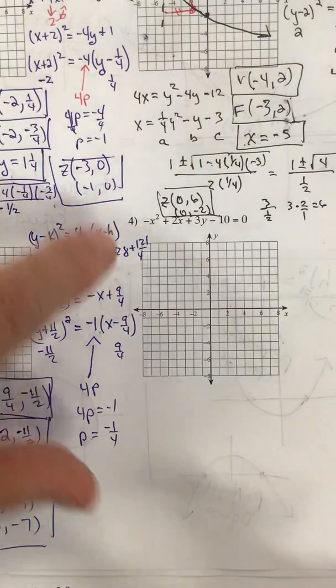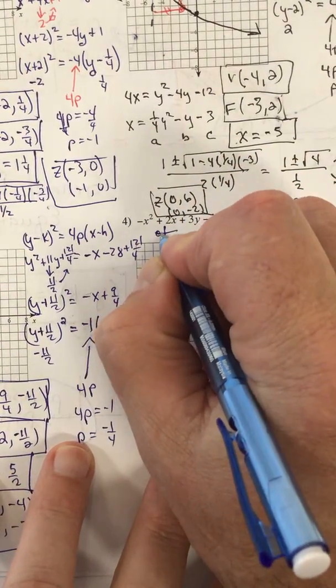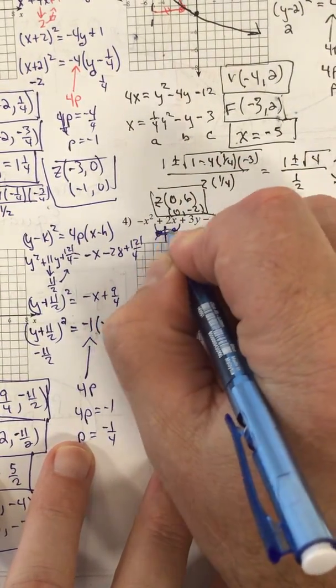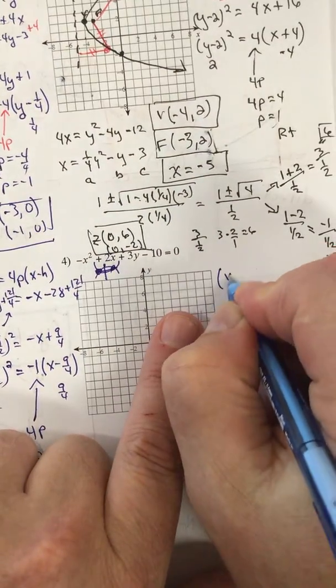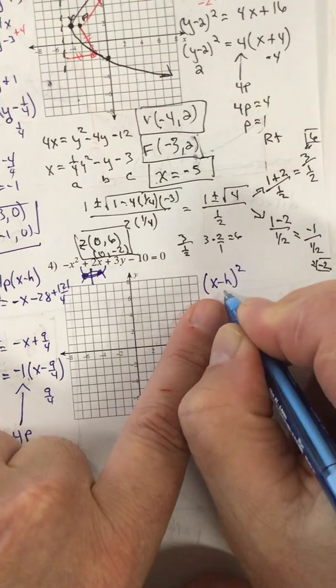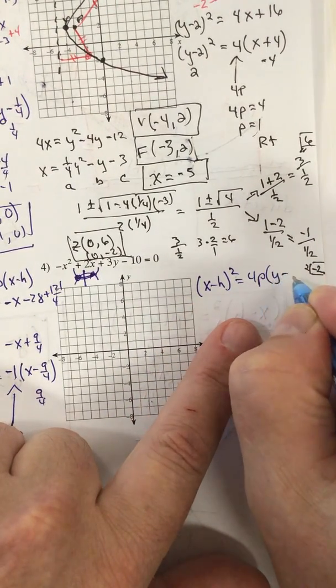Okay, one more. This one is an x squared, so that means it's crossing the x twice. It's either up or down. That means I got to complete the x minus h all squared. I got to complete the x's, and then the 4p is with the single, y minus k.